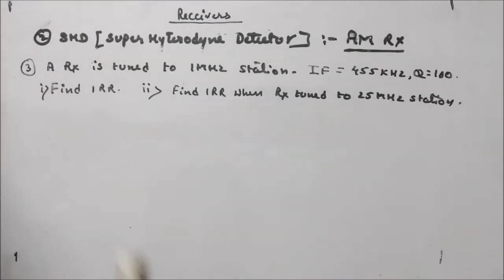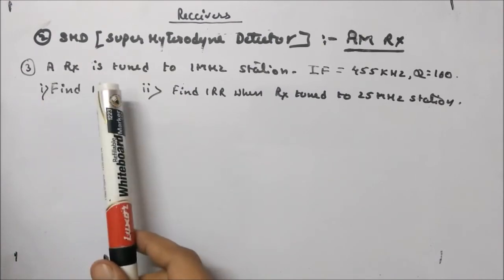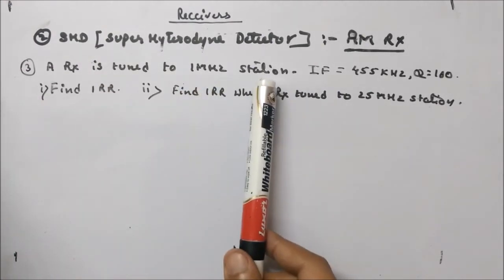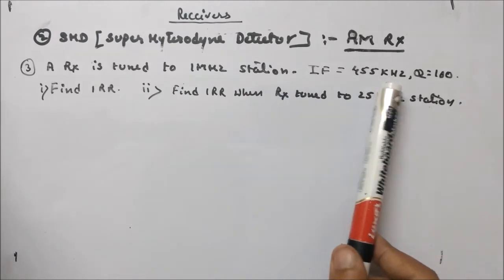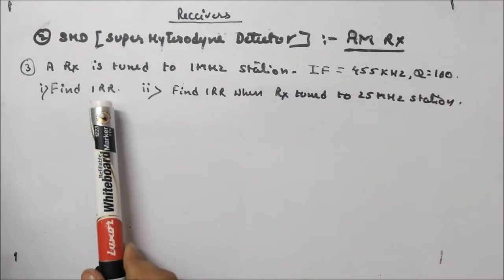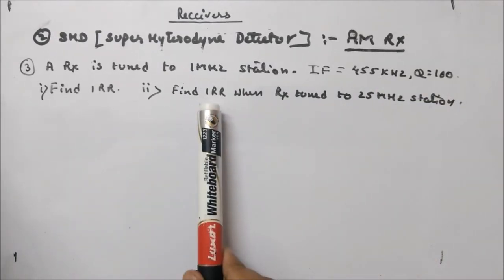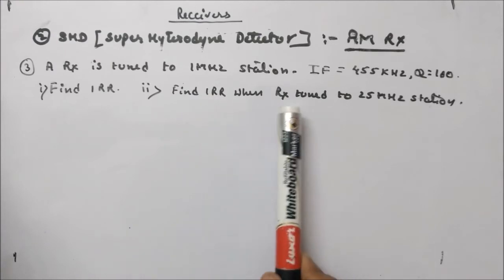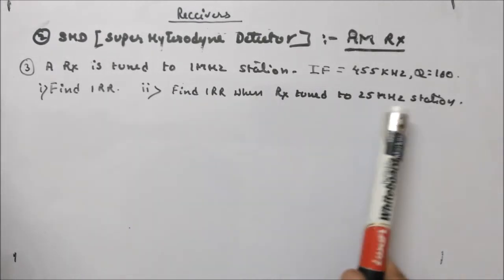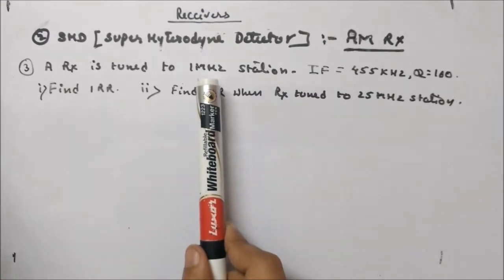Let's see the next example. A receiver is tuned to a 1 megahertz station. IF is given as 455 kilohertz. Q is 100. You have to find IRR, and second, you have to find IRR when the receiver is tuned to a 25 megahertz station instead of 1 megahertz station.